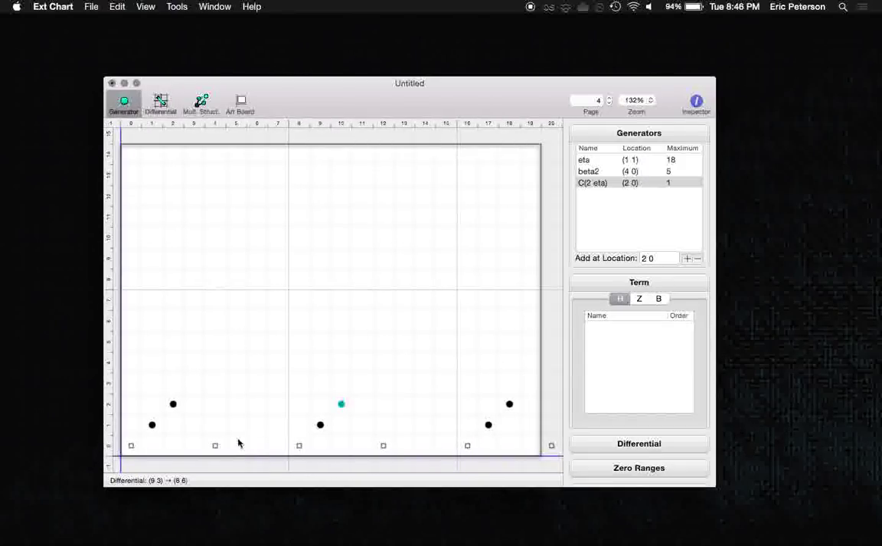And more than that, Ext Chart recalls the names of all of these classes that have survived. So sure enough, 1, eta, and eta squared are the classes that survive here. And not only does Ext Chart know that this class belongs to beta squared, but it knows that this class is in fact twice beta squared. Whereas here, it understands that the surviving class is just beta squared squared. So it keeps track of the orders and what belongs to what.